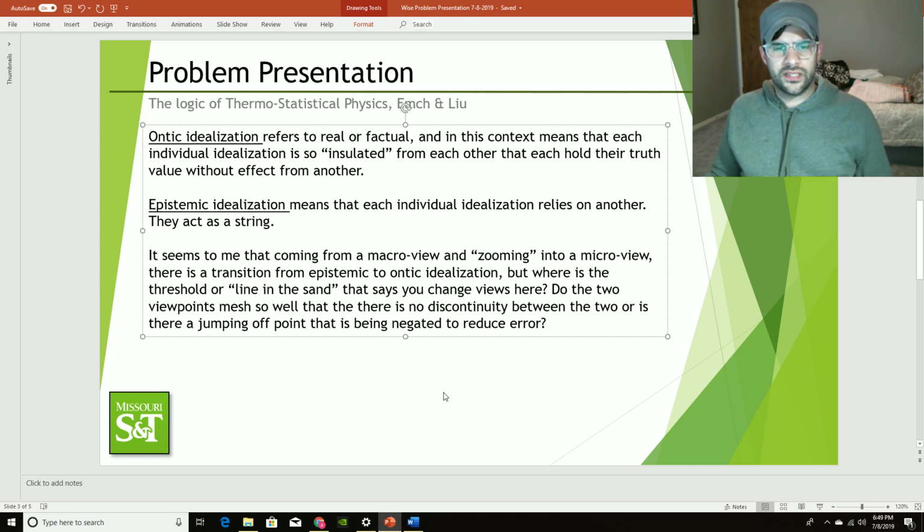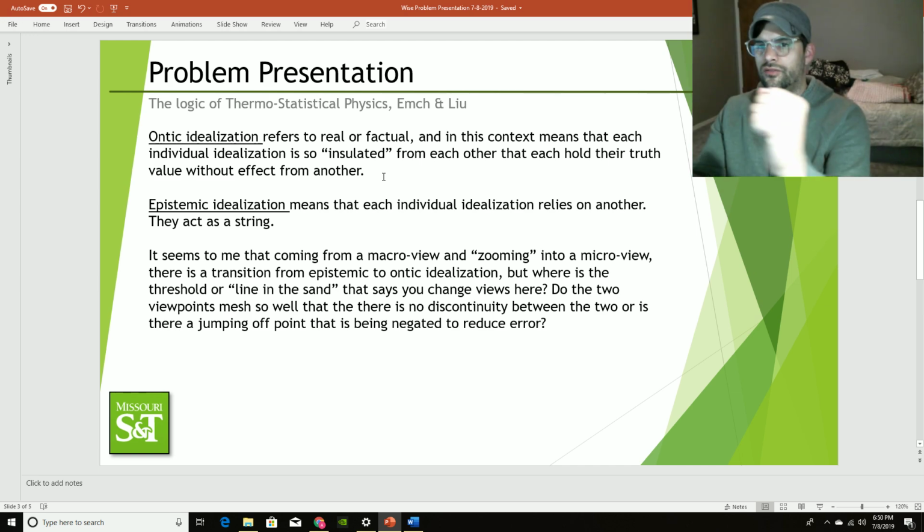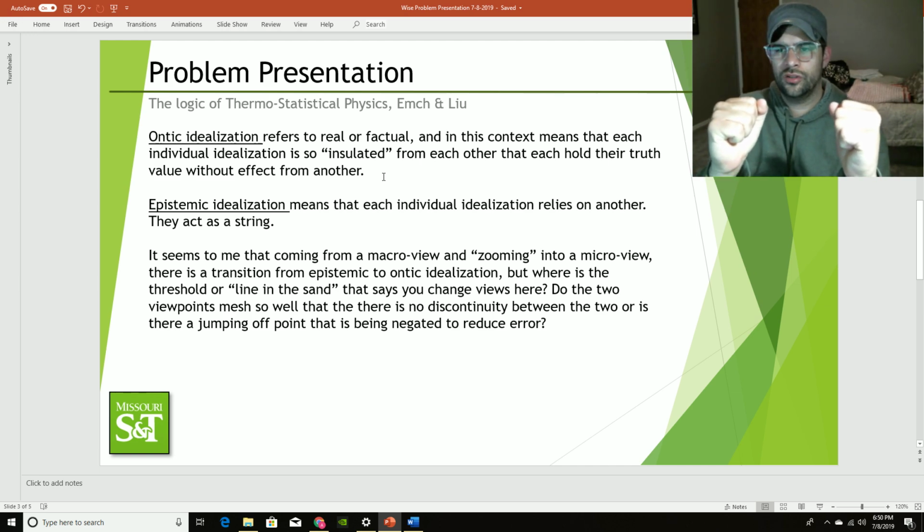But anyway, the best I did was: ontic idealization refers to a real or factual idealization, and in this case means that each individual idealization is insulated from the others, that they hold their truth value without affecting one another. So basically, if you had two, this idealization doesn't affect this one over here. They're completely separate.